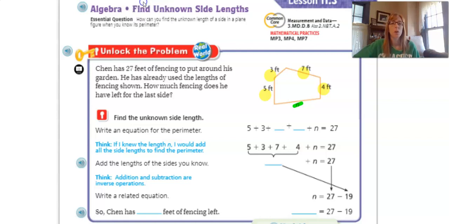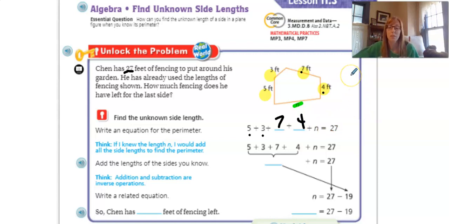So we know right here we have 27 feet of fencing to put around his garden. So what we have to do is find out how much fencing he has already put up. Well, he's put up 5 feet here. There's our 5 feet. He's put up 3 feet here. There's our 3 feet. He put up 7 feet, so we need to write our 7 right here. He put up 4 feet, so we need to put 4 feet here.